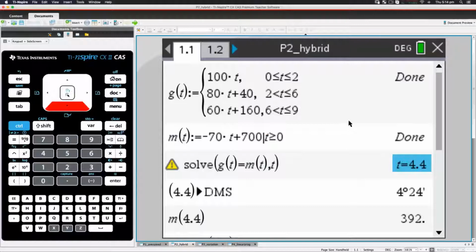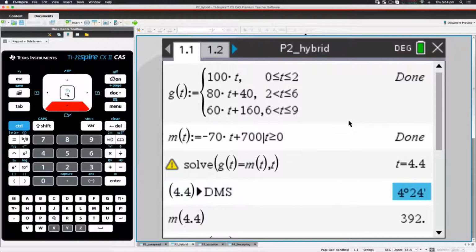And you could just subtract 4 and multiply by 60, but I've shown here that you can use the DMS, the degrees, minutes, seconds function, just to convert 4.4 into 4 minutes and 24 seconds. So that is the end of part A. And then the next question is to say, how far has Massimo, sorry, that's part A. So part B is how far has Massimo travelled when their paths cross?